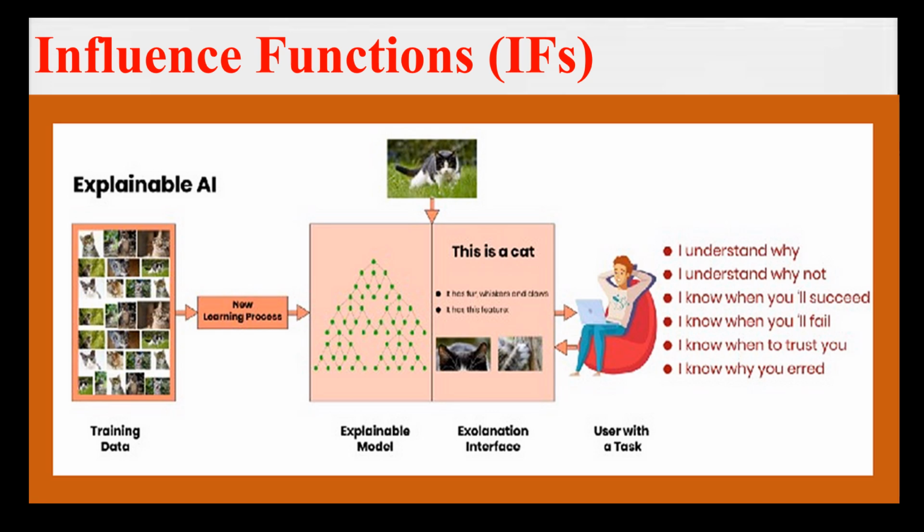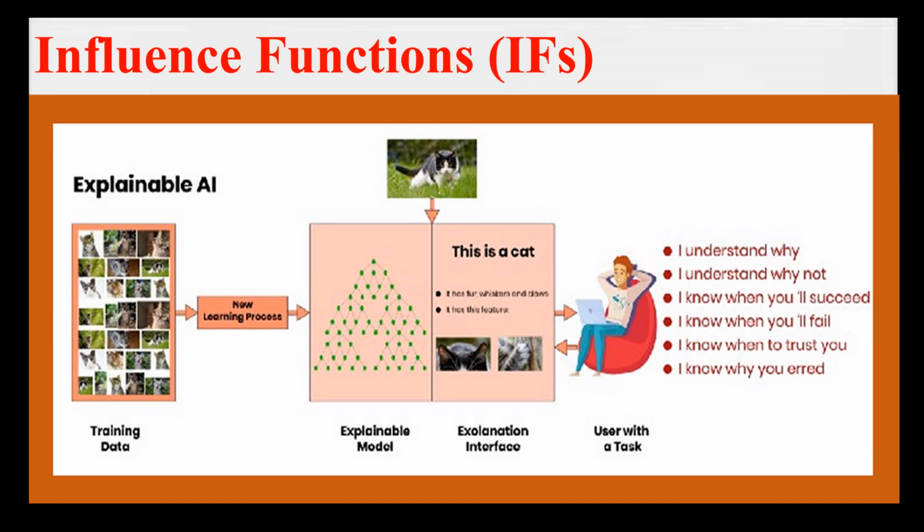Then comes influence functions. Now, these influence functions are an explainable AI technique used to understand the impact of individual input features on the predictions made by the machine learning model. So here the influence functions measure the change in the model's prediction when a specific feature is modified while keeping all other features constant.